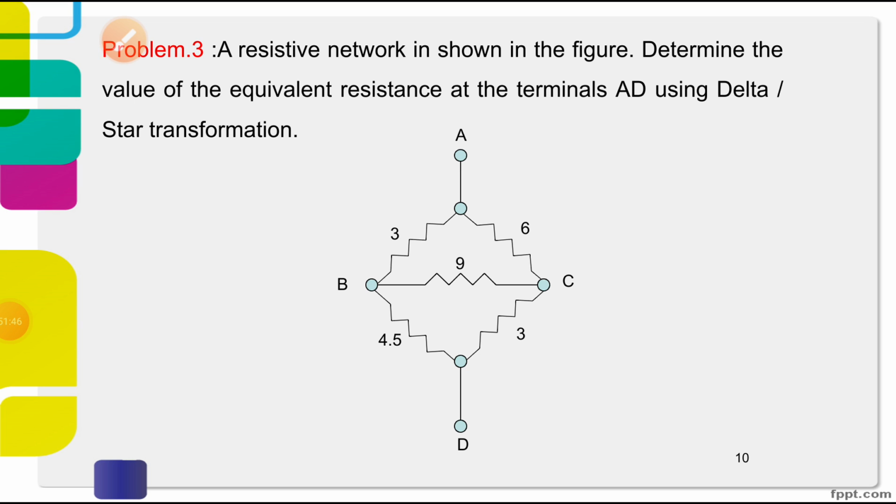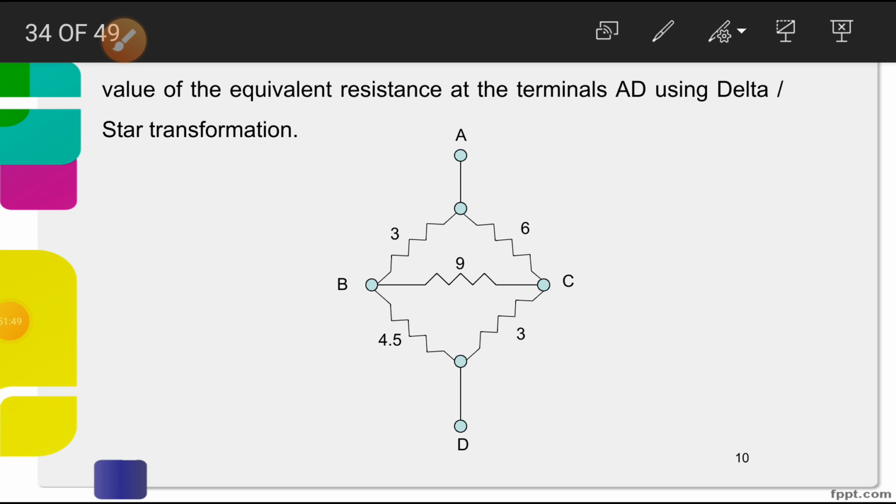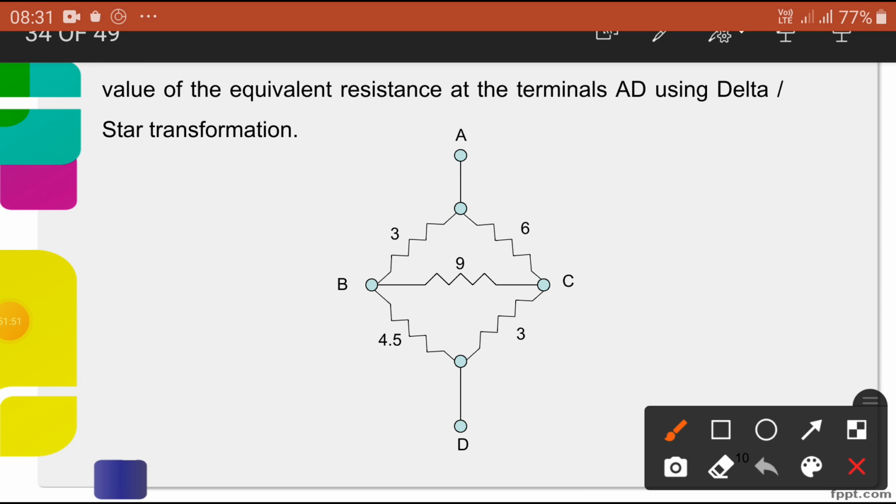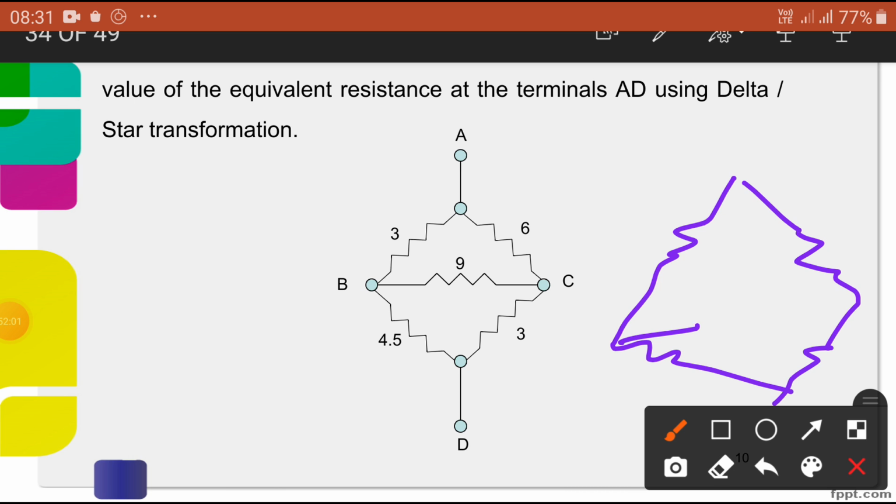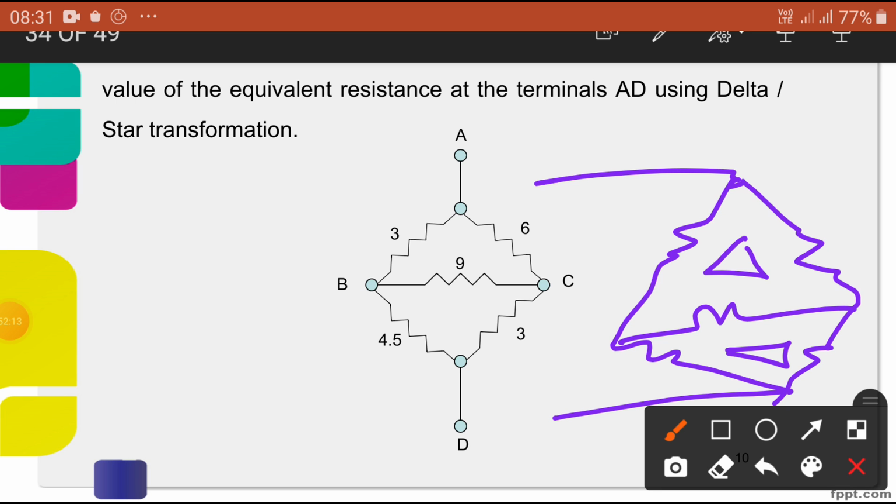Now let us analyze this. Here one network is given, just like a Wheatstone bridge network, with one more resistance connected here. So what has happened? Now it becomes two deltas. It is neither parallel nor series. So what to do? Whatever delta you have here, you convert into star. Then what?